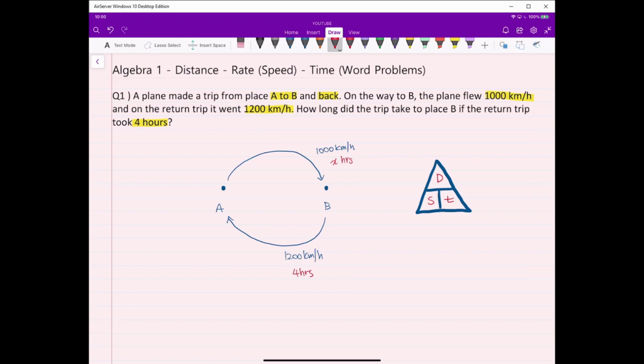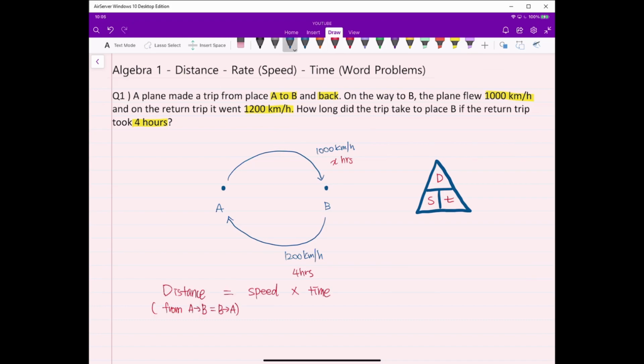As you could have realized while drawing the situation, the speed and time for those trips are different, but they have the same distance traveled. Therefore, the product of speed and time for both trips must be the same.